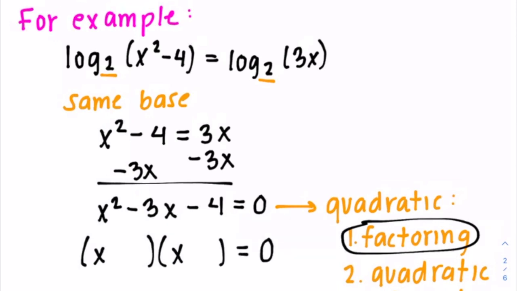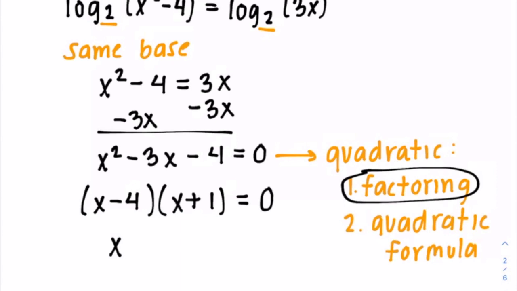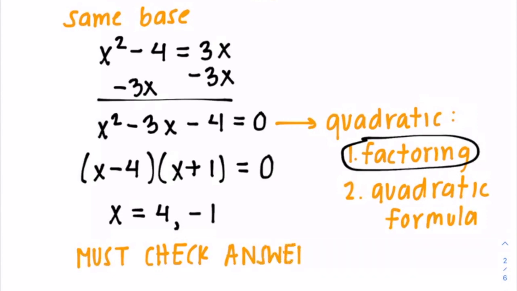So when we're factoring, remember we're looking for two numbers that multiply to give us -4 and add to give us negative 3. In this case, those numbers are negative 4 and positive 1. So x is equal to 4 and negative 1 after we set both of those terms equal to 0. This is really important. For these types of problems, we must check our answers. The problem is not complete until we have checked both answers that we get.